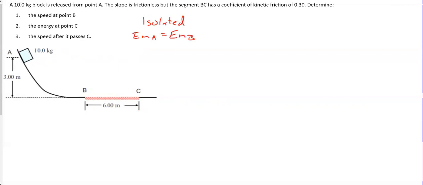And then between B and C, the second part, that's going to be a non-isolated system. So our energies will not be equal. We're going to have loss of energy, so work is going to be done. Negative work in this case, energy is going to be lost, so it's going to be removed.